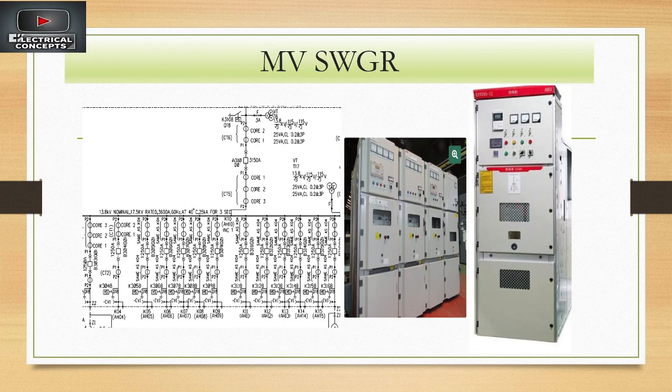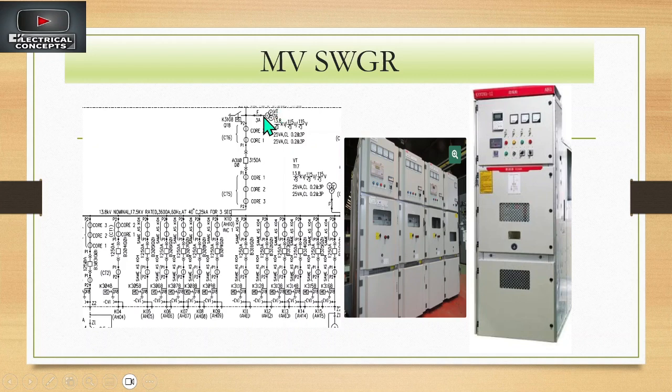This is one extracted section of the single line diagram. Each section is fed by one transformer feeder at MV voltage level. We discussed the components in detail in our previous videos. This is the breaker, the others are the CTs, and this is the VT for the incomer.